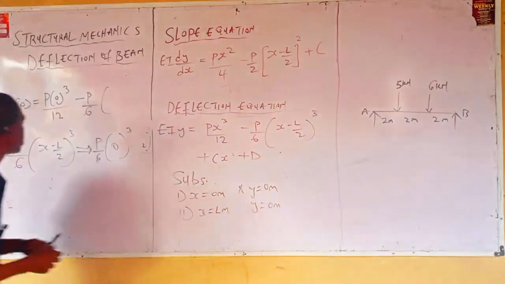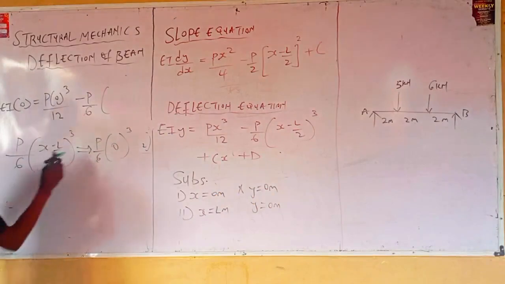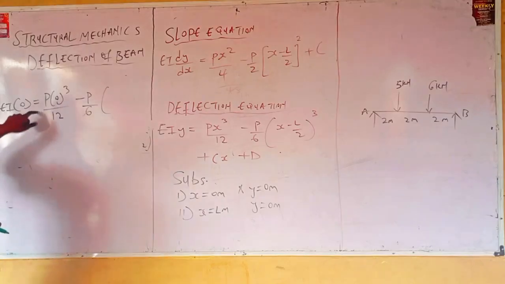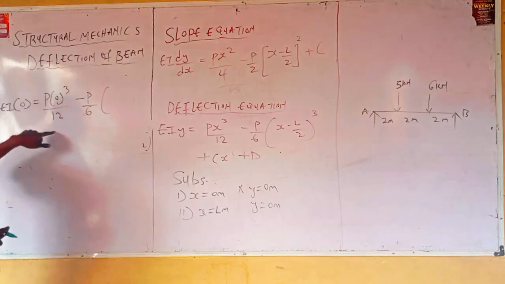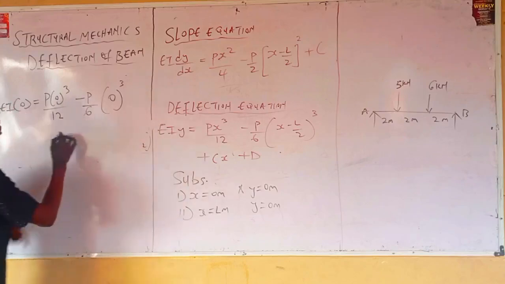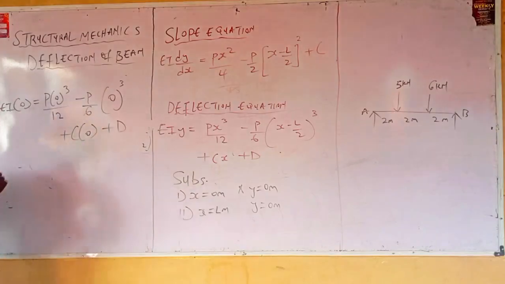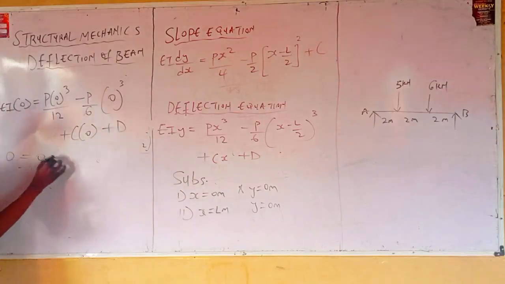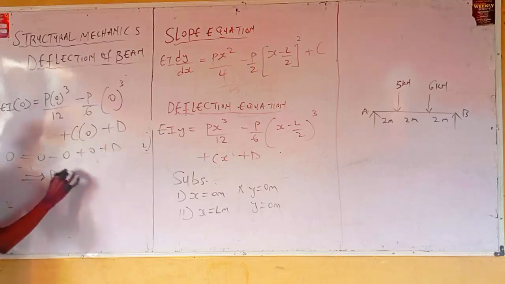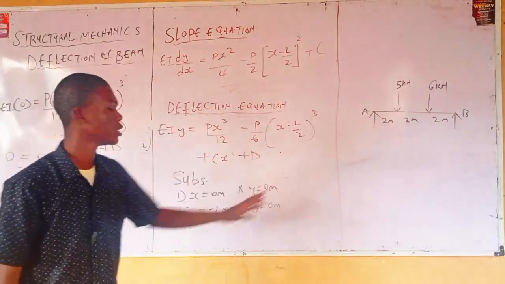But moving on, we have that this becomes 0, right? So we are saying that EI all into bracket 0 is equal to P all into bracket 0 all cube divided by 12 minus P over 6 0 all cube plus C all into bracket 0 plus D, right? That is 0 equals 0 minus 0 plus 0 plus D, which implies that D is equal to 0.